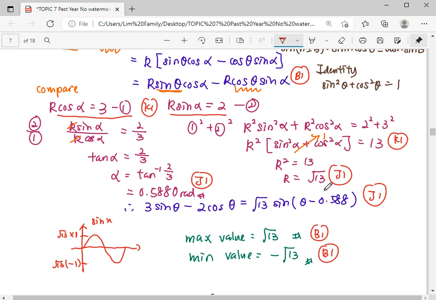Regarding the expression we have here, always remember that for the sine part only, the maximum is 1 and the minimum is -1. But after you multiply by the multiplier, the maximum value is also multiplied, becoming root 13, and the minimum becomes negative root 13.